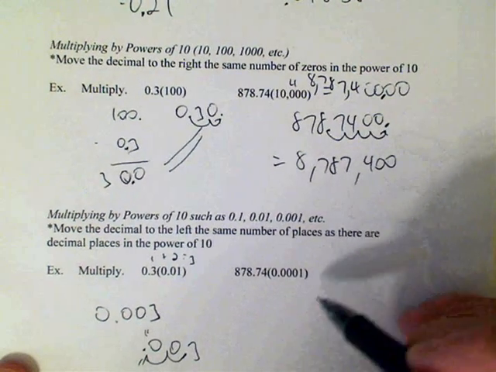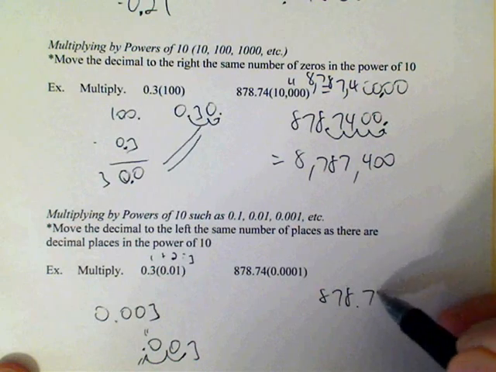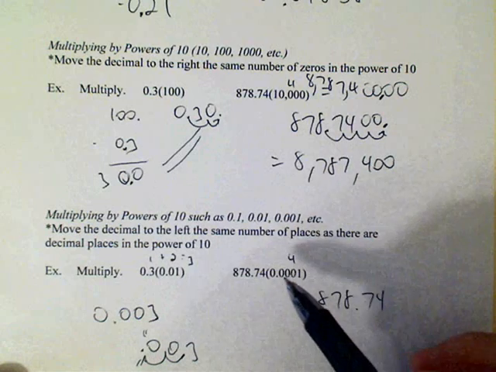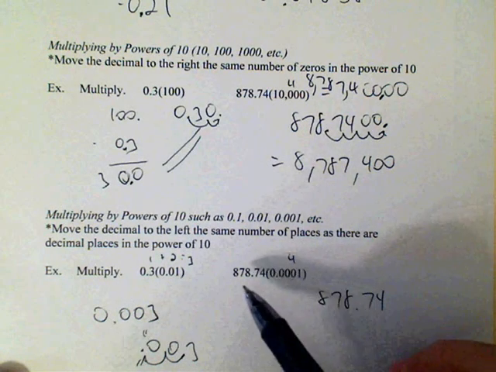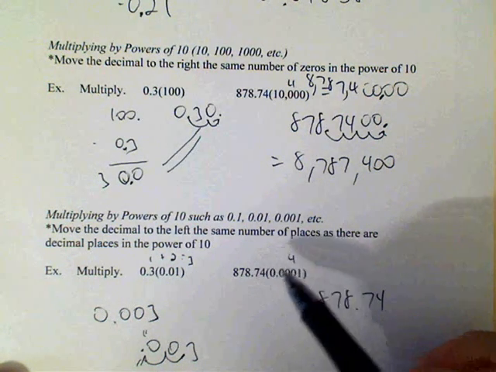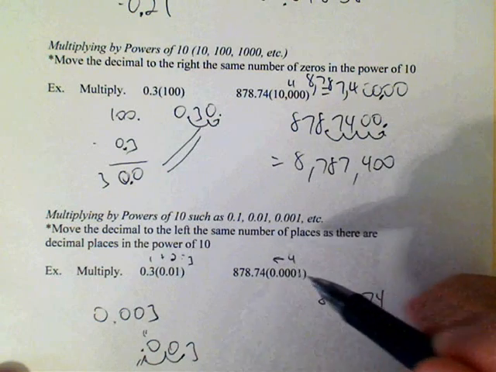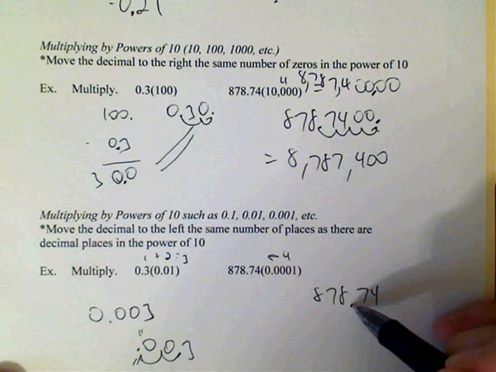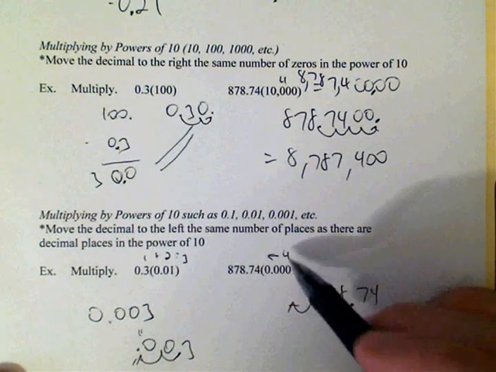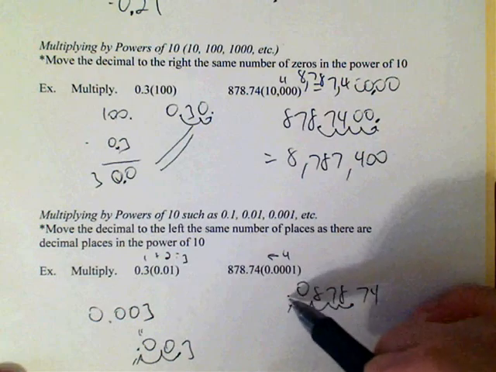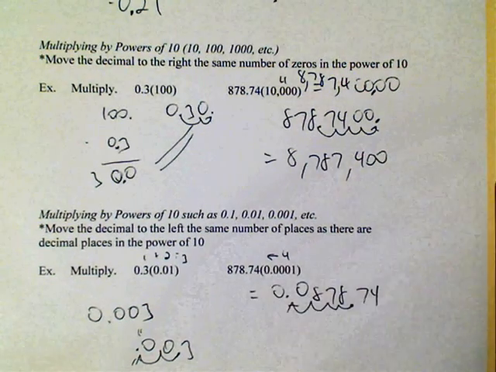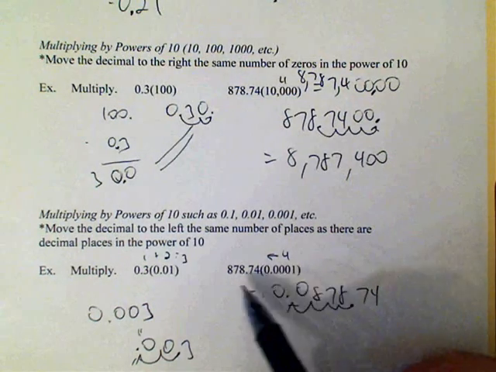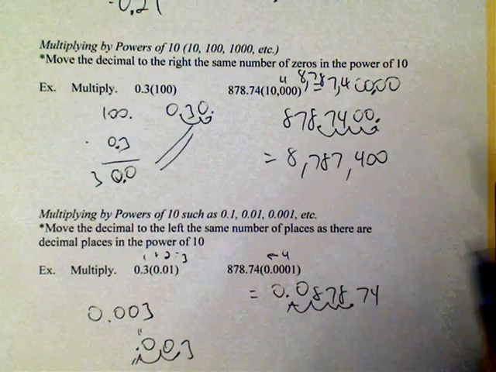So on this one, you notice there's 1, 2, 3, 4 numbers after the decimal. Since that's a really small number, when we multiply that by this number, it's going to make that one even smaller. So that means we need to move the decimal to the left in the number to make it smaller. 1, 2, 3, 4 places. Move it 4 because there's 4 numbers. The one is 0. And you're done. Once again, you don't have to do that if you don't want to. It's just as easy as to take 1 times 878.74 and count places.